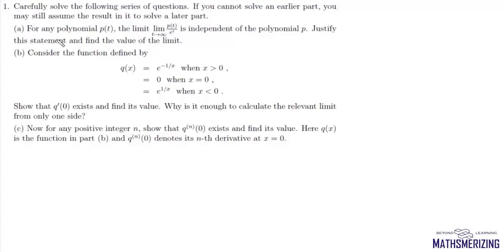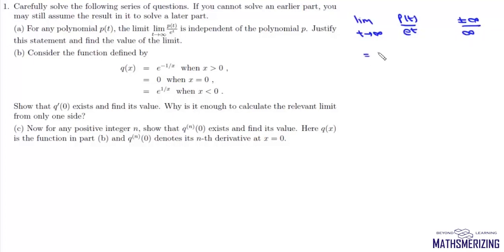Now question number 1 is, for any polynomial p(t), the limit as t tends to infinity of p(t) upon e to the power t is independent of polynomial p. Justify the statement and find the value of this limit. So we have this limit, which is the limit as t tends to infinity of p as a function of t upon e to the power t. Now if we put t as infinity, this numerator will be plus or minus infinity, and e to the power infinity will be infinity. So when it is infinity upon infinity form, we can use L'Hopital's rule.